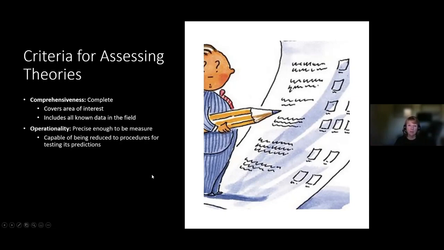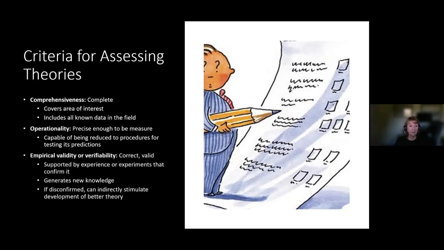Can it be operationalized? Is your theory precise enough that you can measure it? That's something you can look at right away when you're developing a theory initially, because you want theory to be a guide for research. And if you can't test it, it's not going to guide your research. So is it precise enough that you can operationalize it?